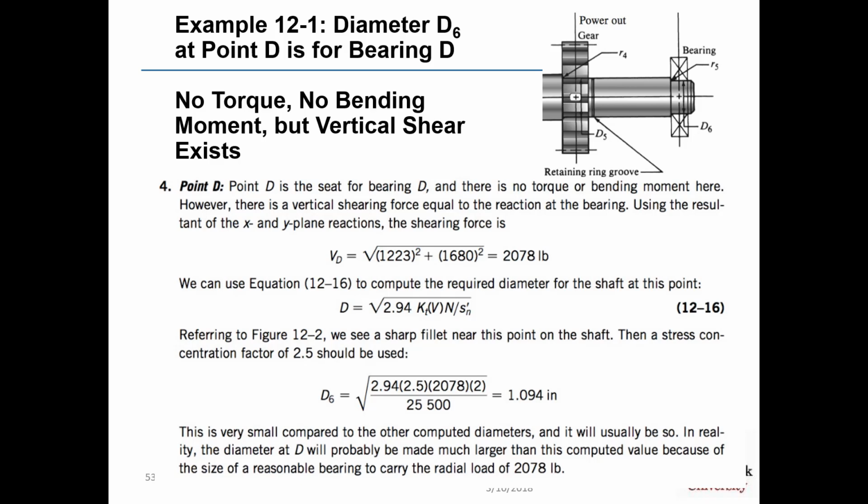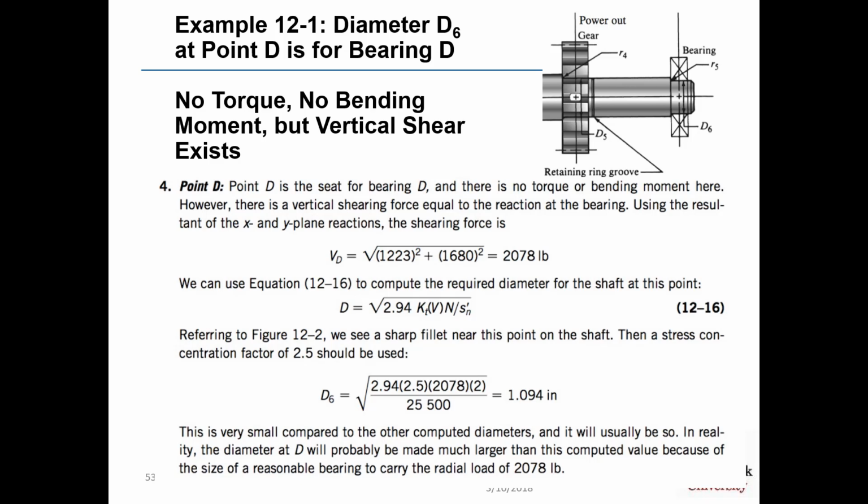But we do have a shear force in X and Y, and we take the resultant sum squares of the X and Y shear forces, and we get 2,078 pounds. And now we use equation 12.16 to calculate the diameter for the shaft at this point, which comes out to 1.094 inches.